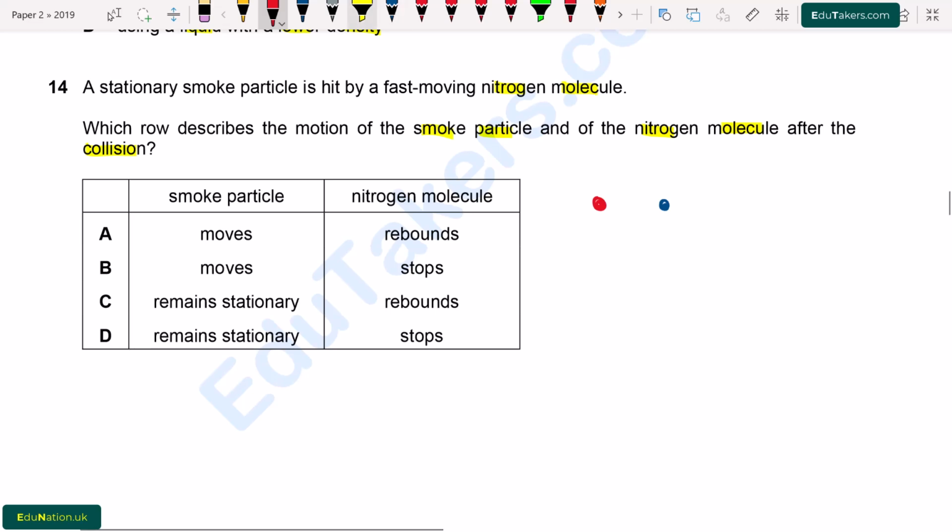Now we see the options. Smoke particle, nitrogen molecule. Option A, moves, rebounds. B, moves, stops. C, remains stationary, rebounds. D, remains stationary, stops. So the smoke particle moves and the nitrogen rebounds back. So option A is correct.